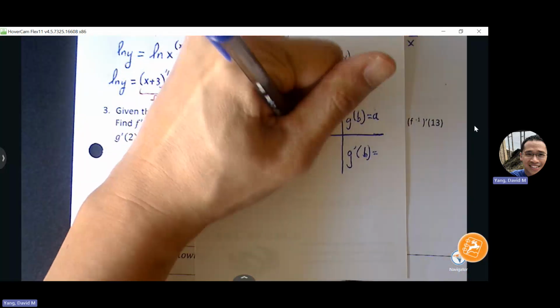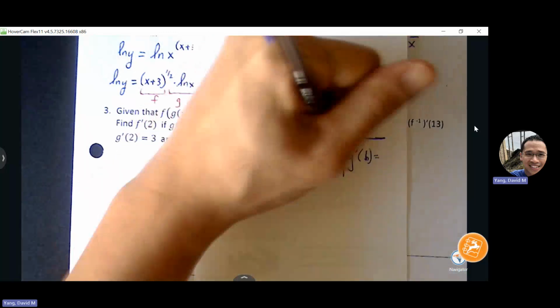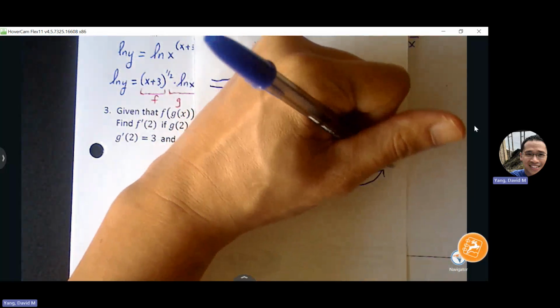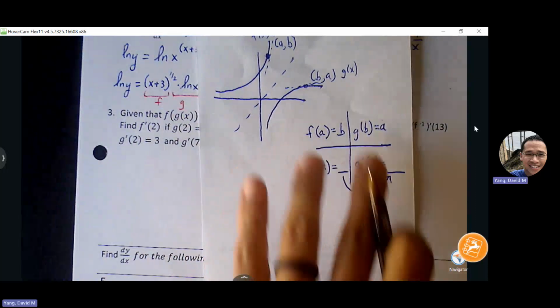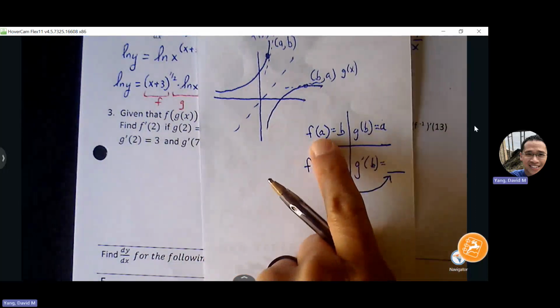If I can find the slope of the f graph at A, then that's going to lead me to the slope of the inverse at B. It doesn't have to be f and g here. It could be anything, but if we start with the inverse, then we're going to work with the original.